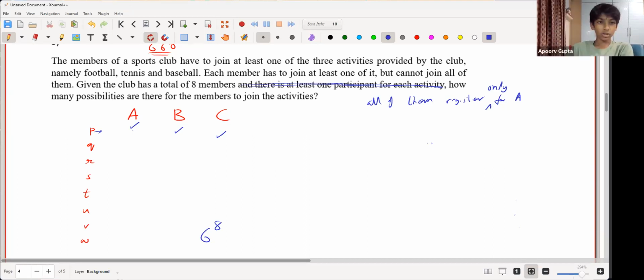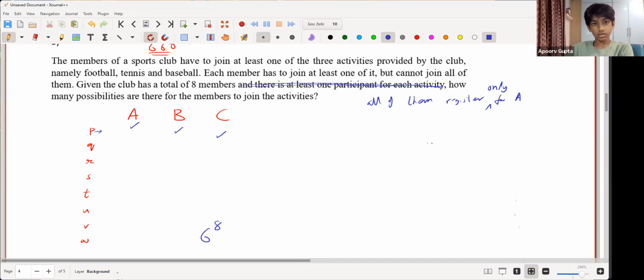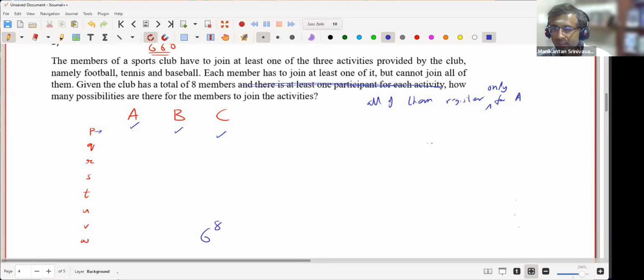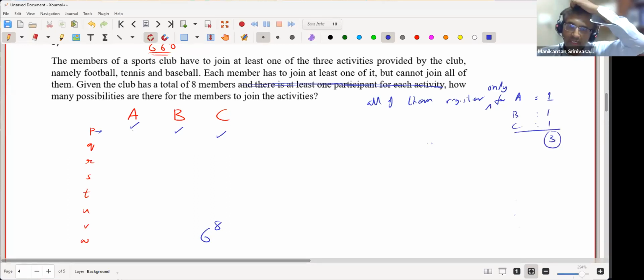So won't there just be one case? Exactly. Yeah, just one case, no? Literally A. That's it. Does it make sense? So some of the answers are very obvious, right? So just one case. There's only one case where all of them have registered for 1. And therefore times 3, because similarly for B, similarly for C. So there's 3 cases where they've registered only for A or only for B or only for C. Yeah, does it make sense, Drishit? Yeah.